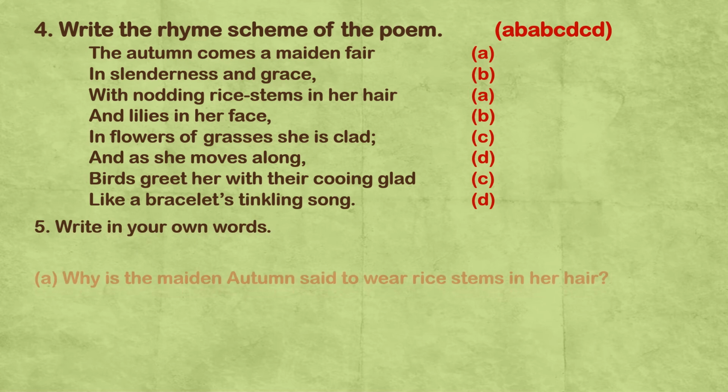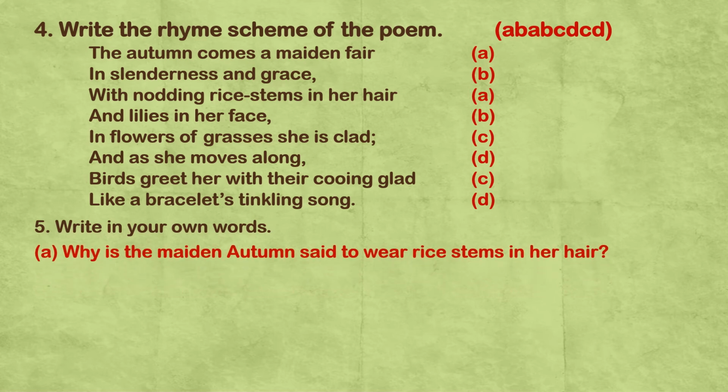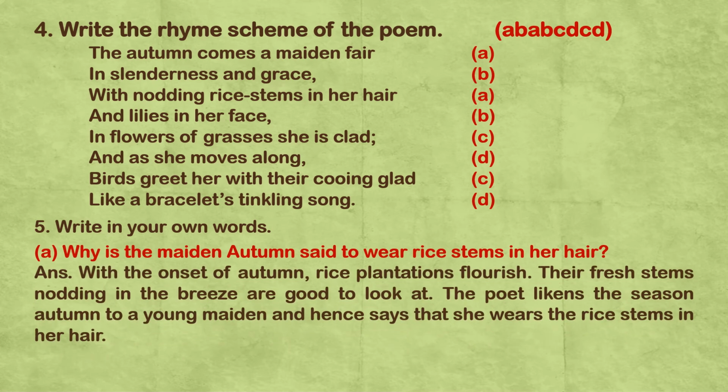Now write in your own words, why is the maiden autumn said to wear rice stems in her hair? Now, the onset means the coming of the season autumn. Rice plantations flourish. There is a lot of rice growing. Their fresh stems nodding in the breeze are good to look at. And so the poet likens the season autumn to a young maiden and says that she wears the rice stems in her hair.